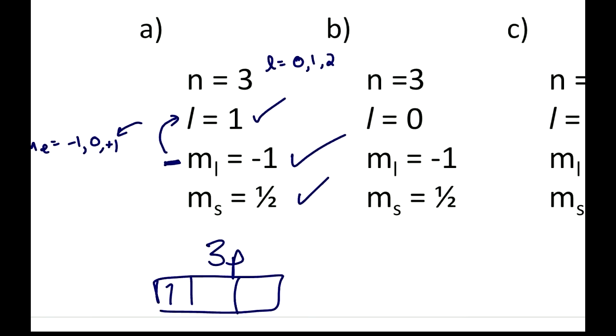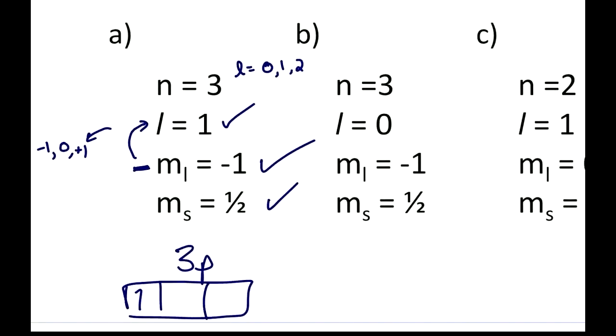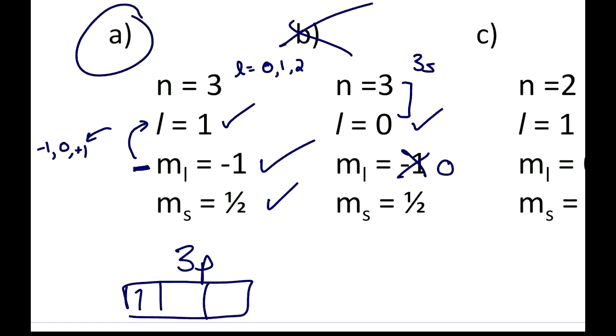Okay, same idea, n equals 3, so we have the same possible L values. Is this L value allowed for n equals 3? Yes, it is. Okay, cool. What about the possible M sub L values we can have for an electron that is L equals 0? Is this M sub L allowed? No, it's not. What is the allowed M sub L? It would have to be 0, because technically this combination is saying this is a 3s orbital. We can't have an orientation of -1. We can only have an orientation of 0. So this one is not allowed. A is allowed. All right, let's keep going.